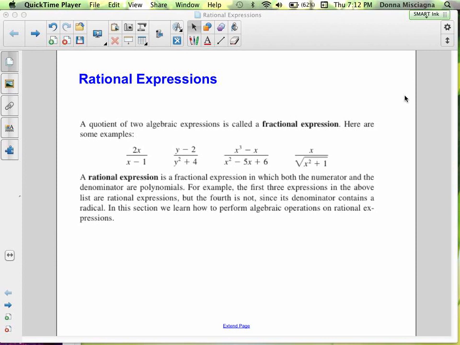Notice in our examples here, there are variables in both the numerator and denominator. Technically, there doesn't have to be a variable in the numerator. We could have a constant, because a constant is a polynomial. It's just a polynomial of degree 0. So, for example, the first three expressions in the above list are rational expressions, but the fourth is not, since its denominator contains a radical.